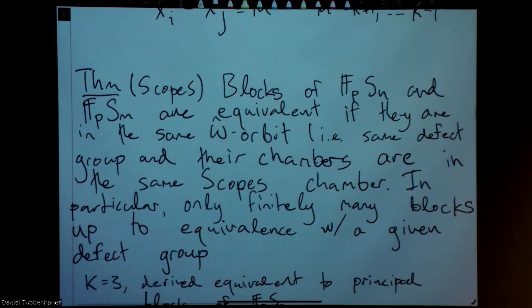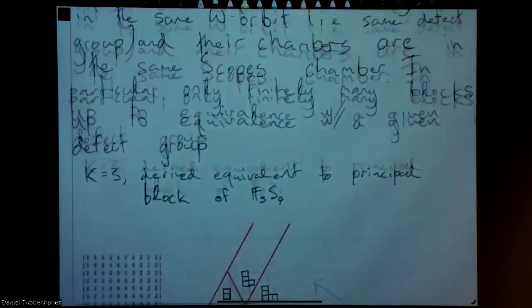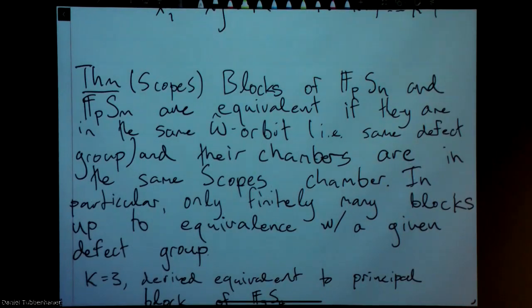All right, and I sort of skipped by this, so let me just say, and it was proven by Scopes in slightly different language, that if you have blocks of FpSn and FpSm that are in the same W orbit, so they have the same defect group (whoops, I missed a closed parenthesis there), and their alcoves are in the same chamber, then they're equivalent as abelian categories. In particular, since there are only finitely many chambers here, there are only finitely many abelian categories up to equivalence that show up as blocks of FpSn with a given defect group.